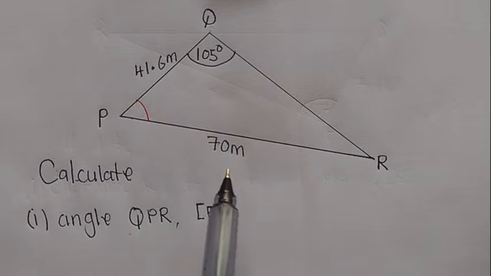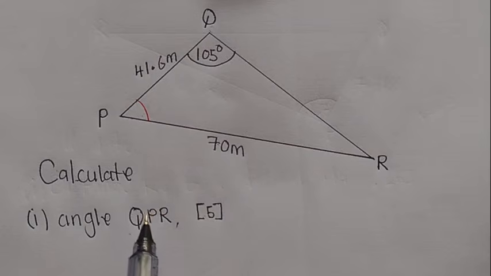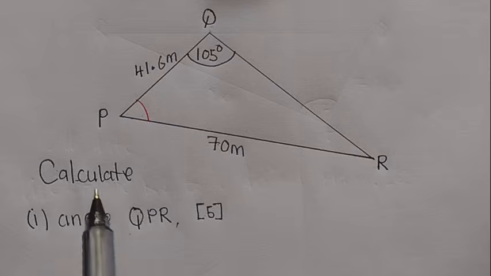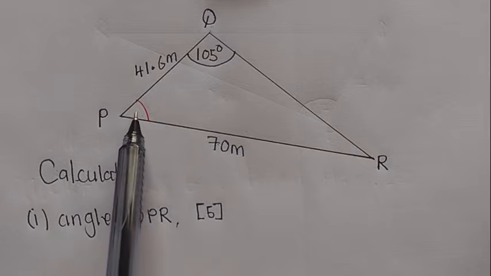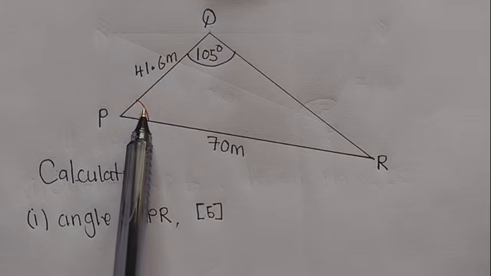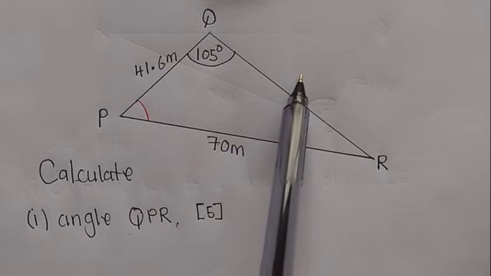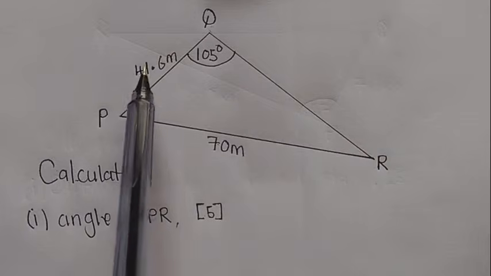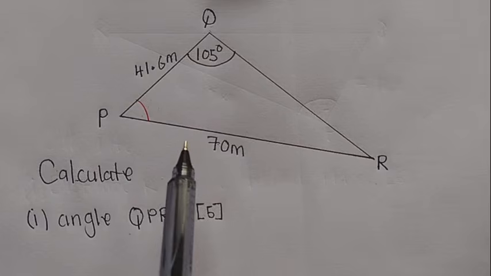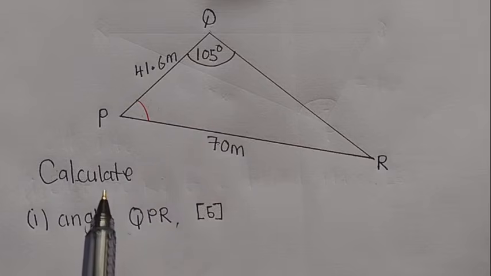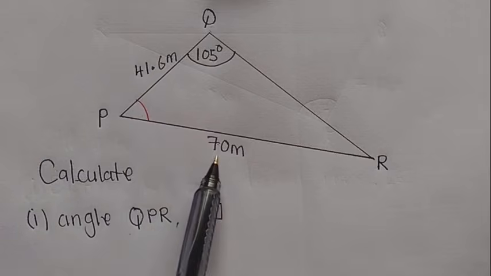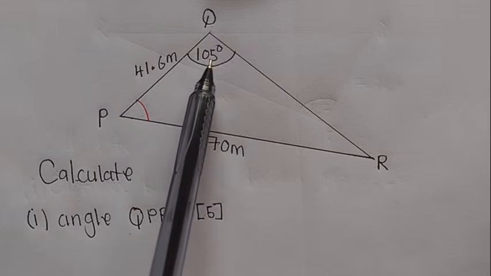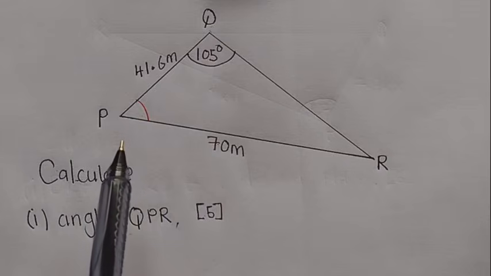So this is a non-right angle triangle. The two possible formulas that we can use are the sine rule and the cosine rule. Now study your triangle carefully. They want you to find this angle QPR, the angle at P right here. To find this angle, you need this side, because I have two sides. The sine rule states that we can use it if we are given two sides and an included angle.